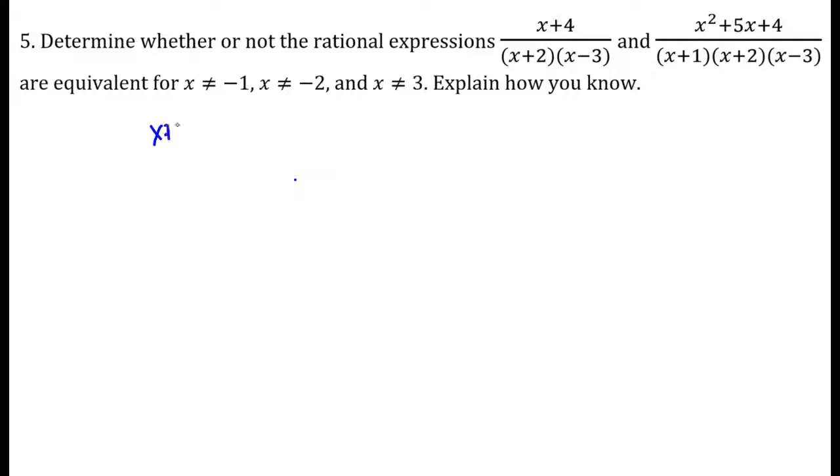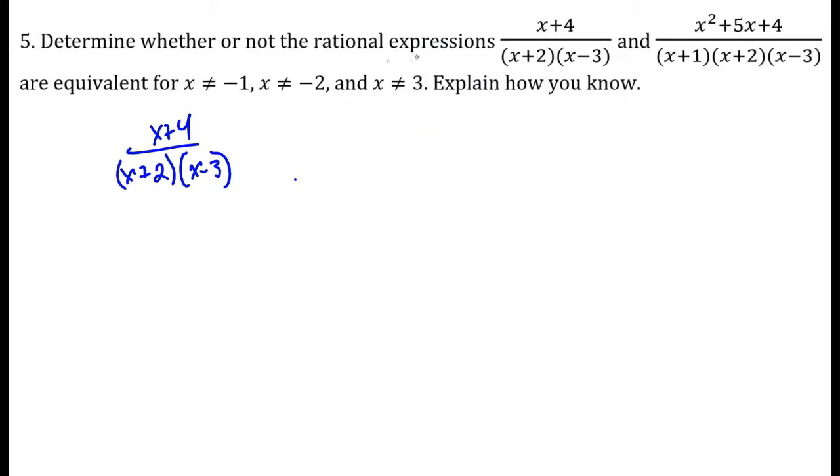So x plus 4 divided by x plus 2 times x minus 3. There's nothing I can really do to that rational expression. I could multiply the denominator out, but that wouldn't get me anywhere, because we like rational expressions when they're in factored form. So there's nothing to simplify there, so we're going to leave that.